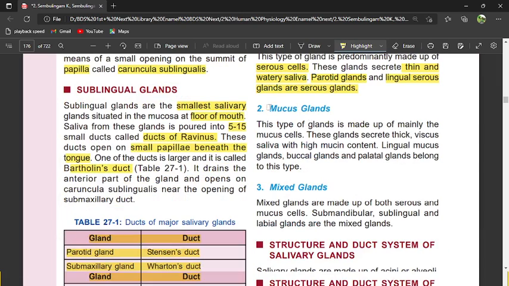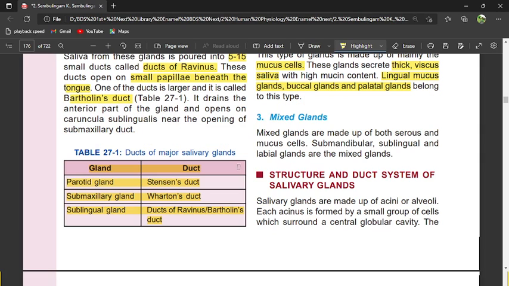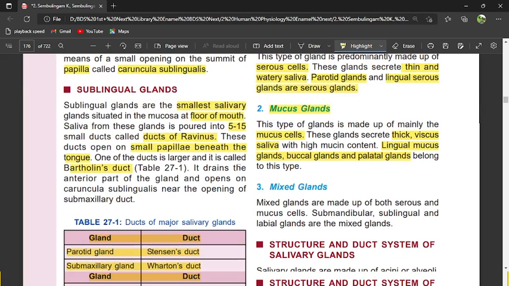अब चलो mucus gland को से mucus gland. This type of gland are mainly made up of mucus cells, right. So correct है, but mucus क्या है, thick and viscous saliva दे रहा है. और mucus वाला saliva को से they are present in the lingual mucus gland. Buccal gland का भी saliva वैसे ही है. Palatal gland also. Even you remember students, the submaxillary, submandibular also.